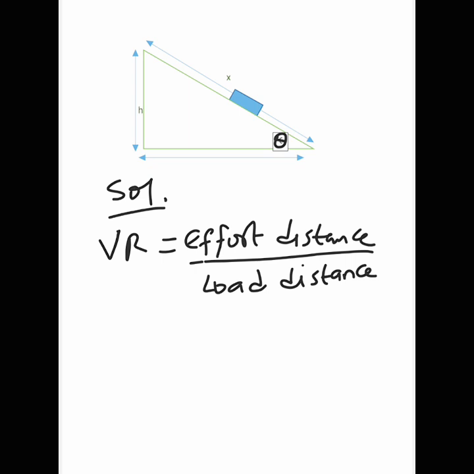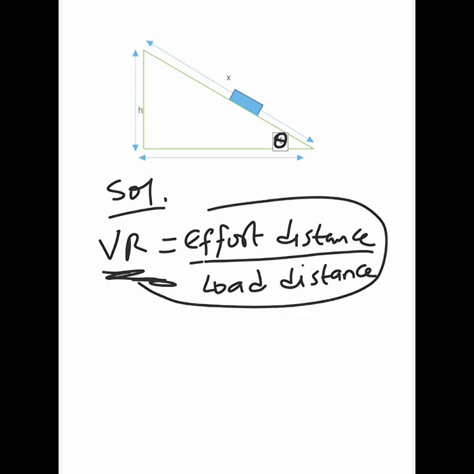The first thing you need to know is to understand what velocity ratio is. This VR here is velocity ratio. Velocity ratio is defined as the ratio of the distance traveled by the effort to the distance traveled by the load. The load is the object you're moving. The effort is the force you applied, the applied force. So that is what we have in this formula here for velocity ratio.